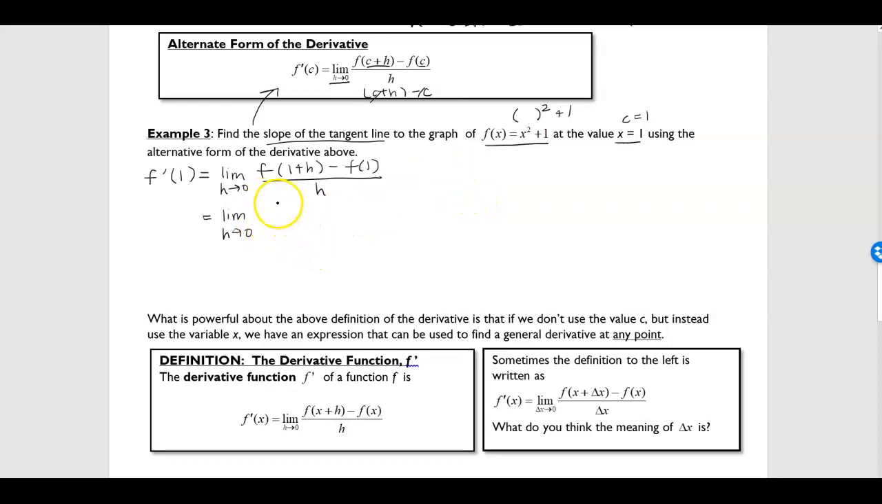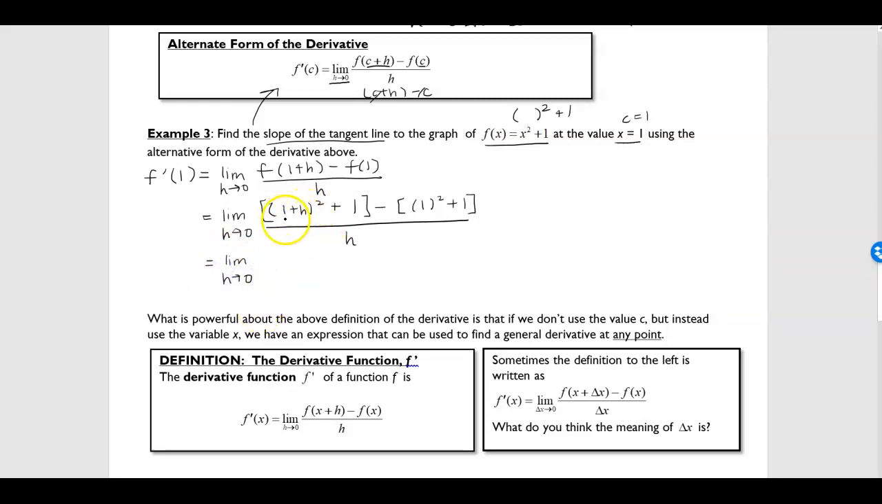So for f of 1 plus h, that means I have something squared plus 1, but that something squared is 1 plus h. Minus f of 1, so there I'm plugging in 1 squared plus 1. I'm just evaluating, I'm replacing the x with a 1 in the second term. In the first one, I was replacing the x with a 1 plus h. This is all over h. Now, if I tried to plug in h equals 0 right here, I would also get 0 over 0. So we're going to try to algebraically manipulate this.